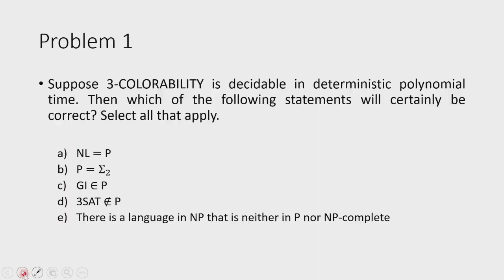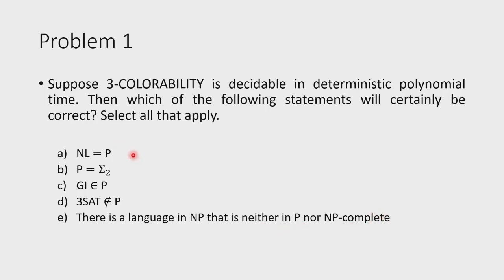Okay, so let's move on to the problems. The first problem is the following. Suppose 3 colorability is decidable in deterministic polynomial time. Then which of the following statements will certainly be correct? Select all the correct statements. The options are: NL equals P equals sigma 2; GI, that is graph isomorphism, is in P; 3SAT is not in P; and there is a language in NP that is neither in P nor NP complete.